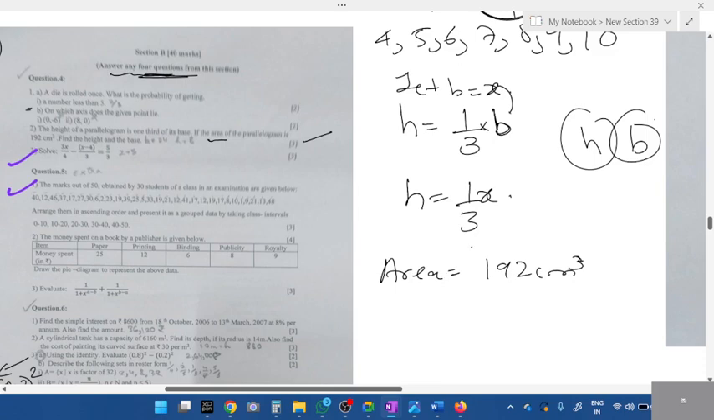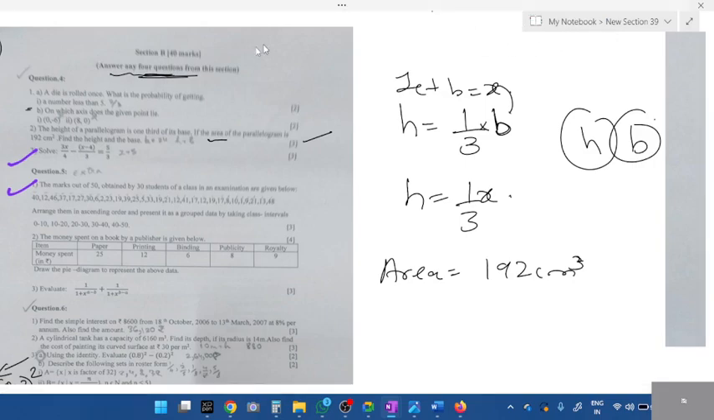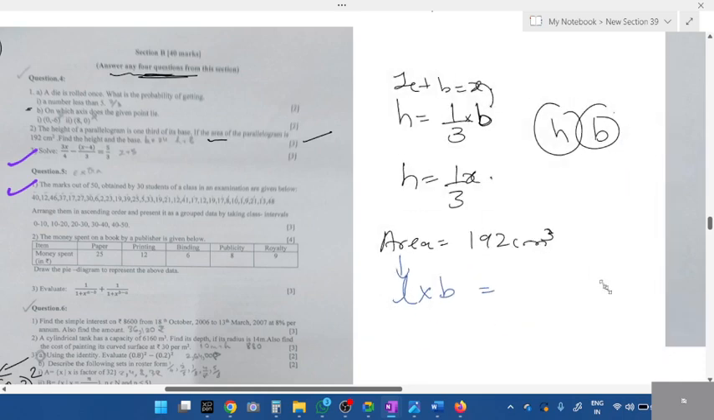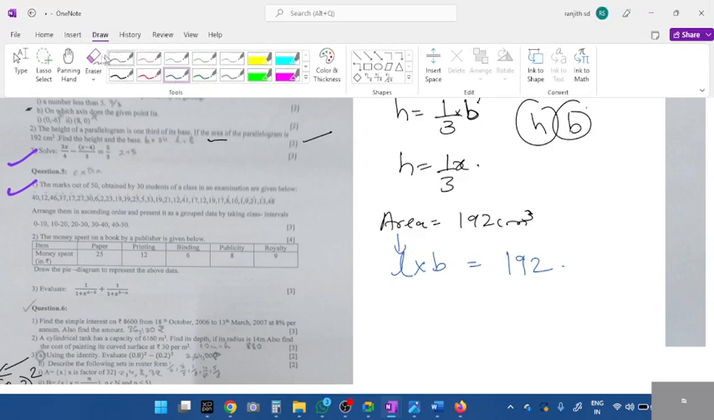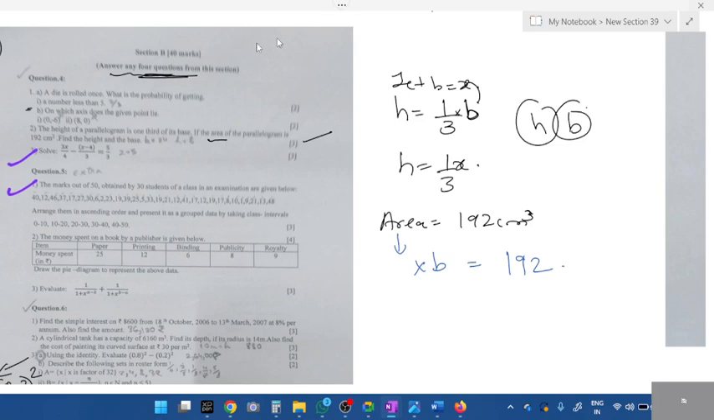See, the area is given. Use the area formula, students. In place of area, what do I have to write? What is the area of a parallelogram? Length into breadth is equal to 192. Sorry, not length into breadth, height into base, students. The formula is height into base. Height is 1 by 3 x into base, which we have taken as x, is equal to 192.